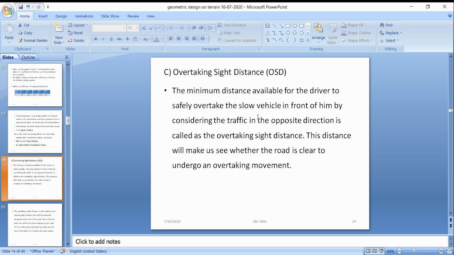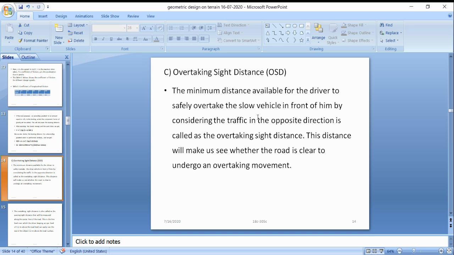Next comes the overtaking sight distance. Here, the minimum distance should be available for the driver to safely overtake the slow vehicle in front of him, by considering the traffic in the opposite direction. That distance is called the overtaking sight distance. So this distance will let us see whether the road is clear to undergo an overtaking movement.